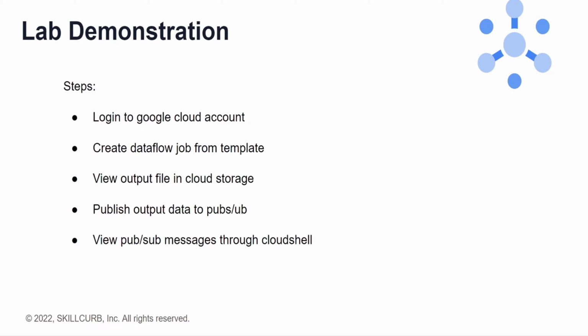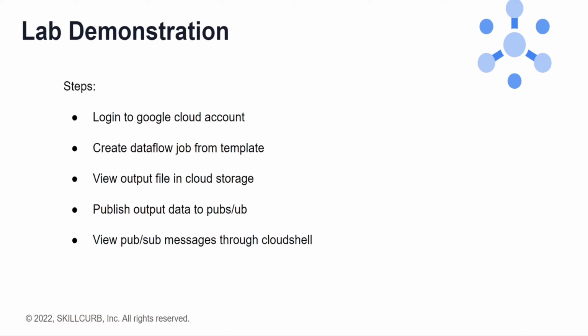Now we will start working with the lab that performs batch processing using a Dataflow template. These are the steps to perform. Firstly, we will log into our Google Cloud account. We will then create a Dataflow job for word count from the Google provided templates. After running the job, we will view the output file on Google Cloud Storage bucket. As an additional step, we will publish the output data to PubSub using another Dataflow job. We will then view the output data as PubSub messages through Cloud Shell.